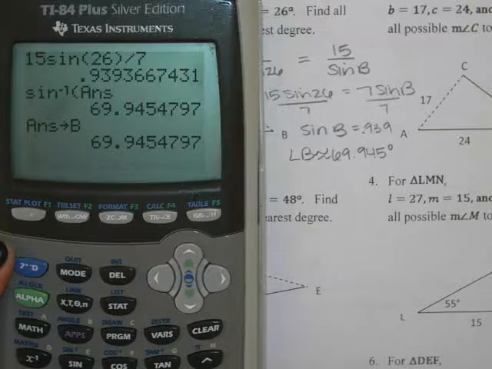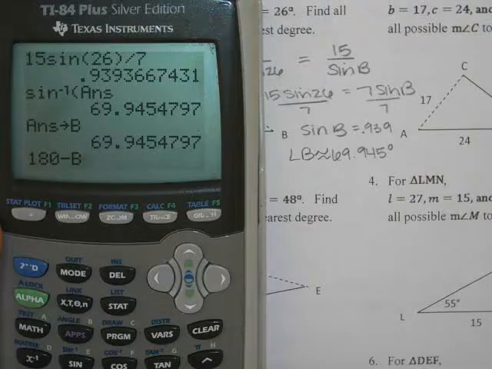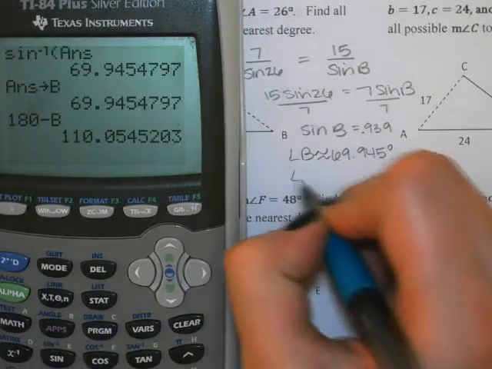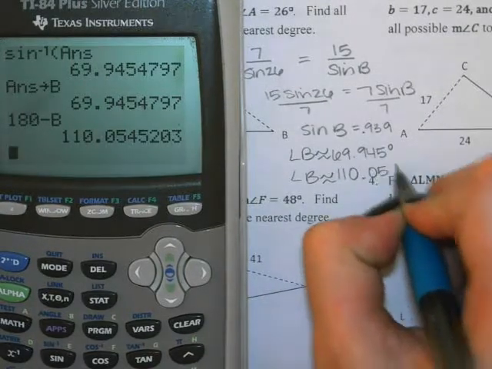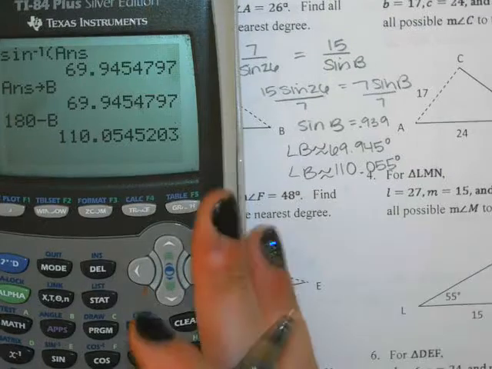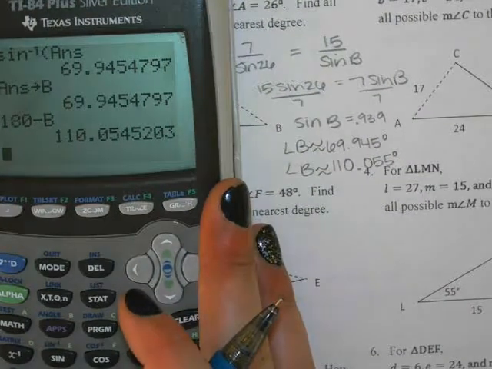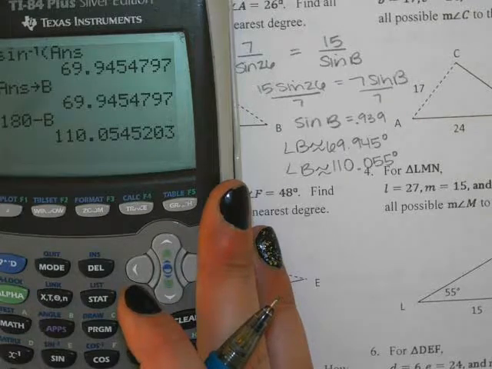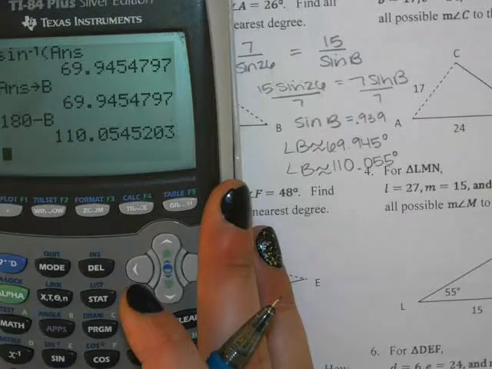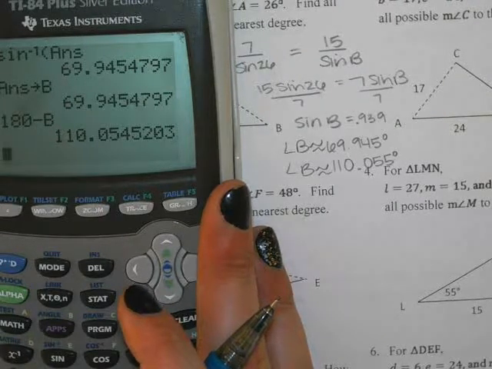Okay? And now we do 180 minus angle B. And so the other angle B for the other triangle is 110.055. Okay? And you're done with the problem. That's all they wanted you to do. Some of the problems ask you to solve the whole thing. This particular problem is saying don't solve the whole thing. I just want you to find the two different possible B's you could have. Okay? And then move on.